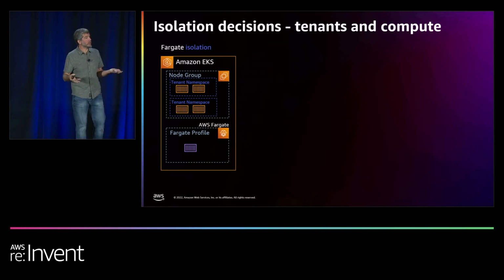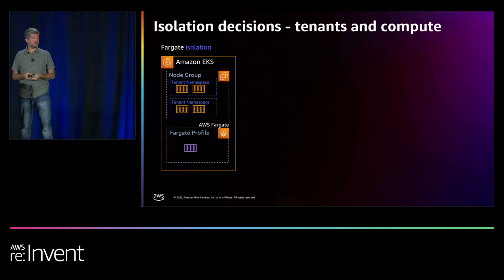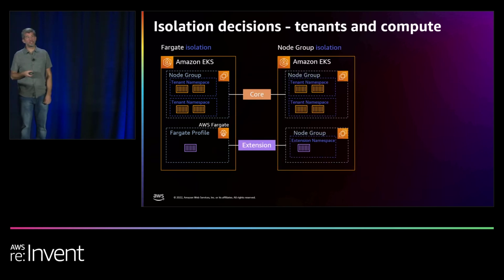So I really like Fargate for this example, but it's certainly not our only way to isolate these extensions that are running in our system. Another option could be node group isolation.